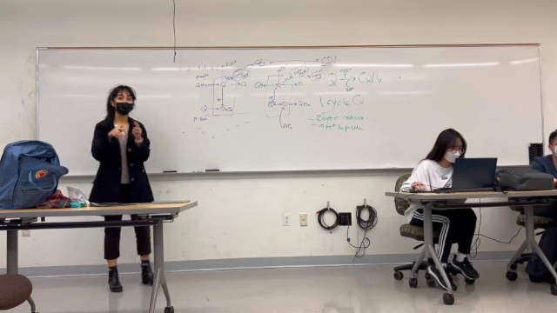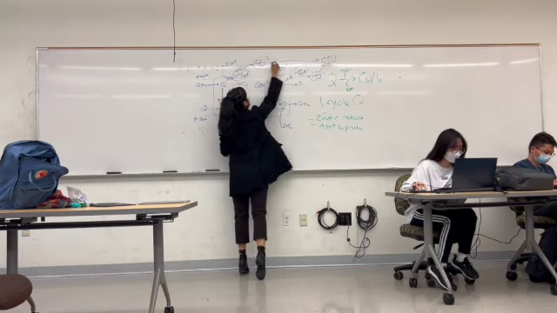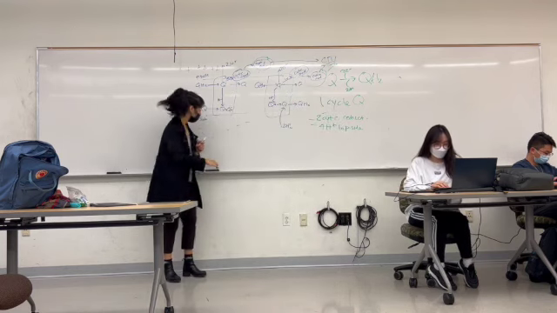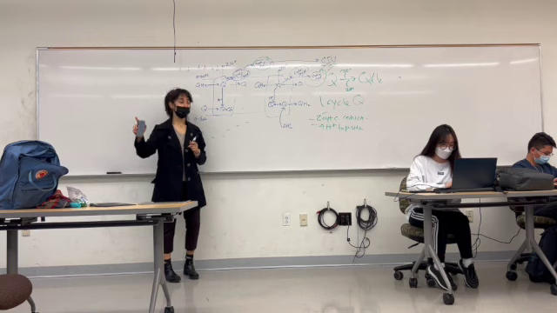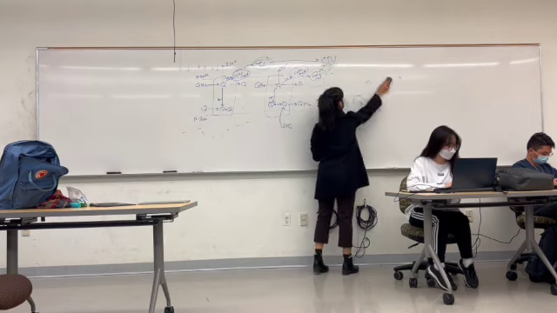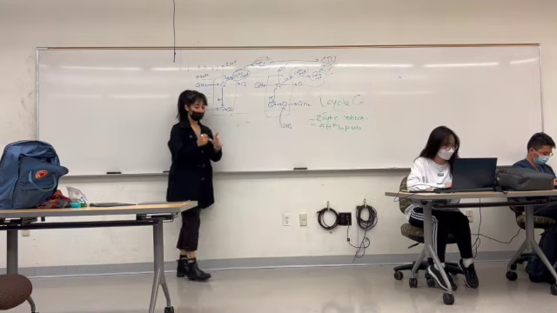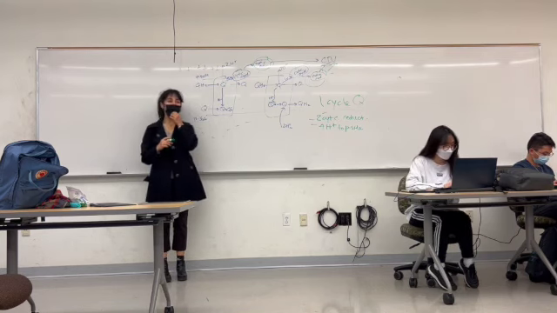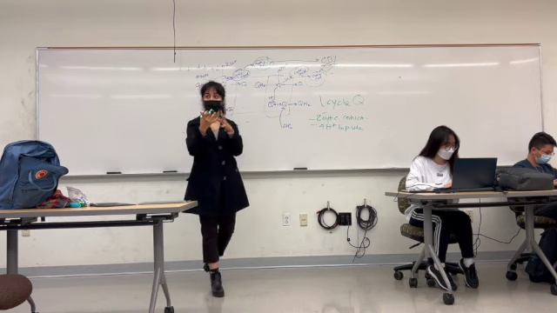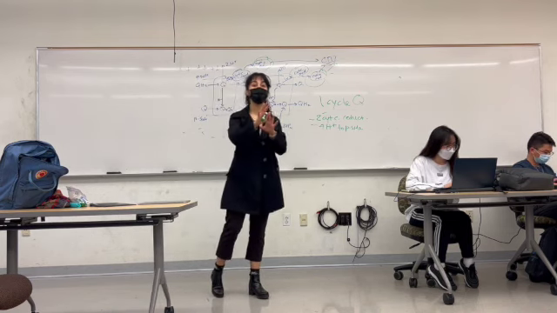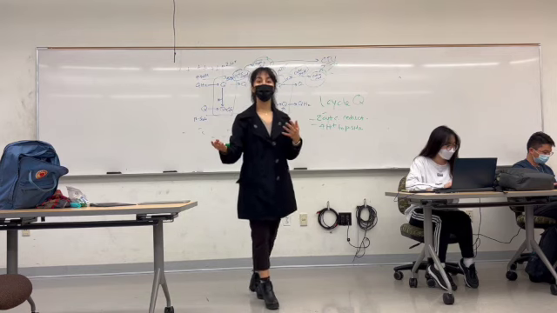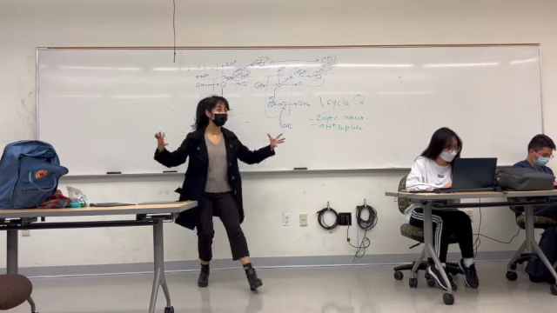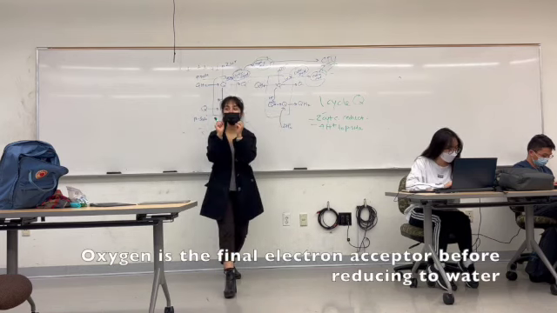I told you that eventually these reductases are going to go into complex 4, right? There's a problem though. The problem is this. What's the final electron acceptor? Oxygen, right? Oxygen is going to take the electrons, because it's the final one, so it's going to take whatever electrons are left, and it's going to make what? Water, right? It reduces to water.